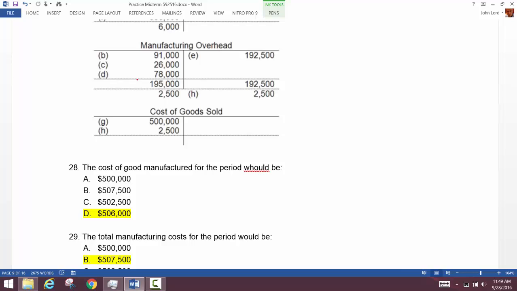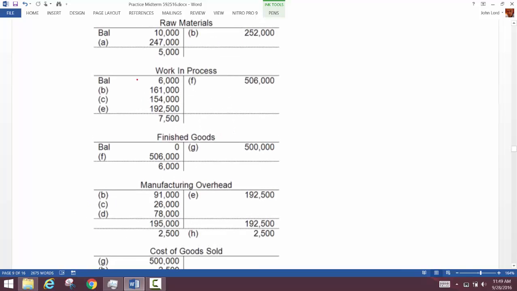Okay, so we're asking for the cost of goods manufactured here. Clearly, you can see the answer is 506,000, but why don't you show me how you would know that from looking at those T accounts? It's the amount that's in work in progress, so circle that, 506,000. And where's it going? It goes to finished goods, and by definition, we have called that cost of goods manufactured, right?